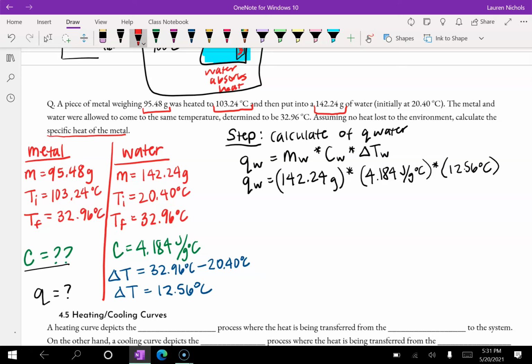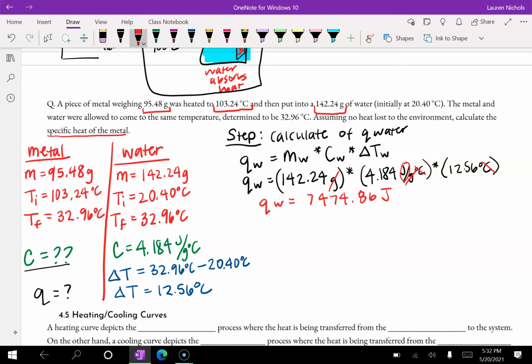And notice that we're going to have units cancel out. So grams cancel out with grams, Celsius with Celsius. And when we calculate this, 142.24 times 4.184 times 12.56, you get that Q of our water is equal to 7,474.86 joules. Now, we know it's joules for our unit because that's the only one that did not cancel out. So that's a lot of energy that it absorbed.